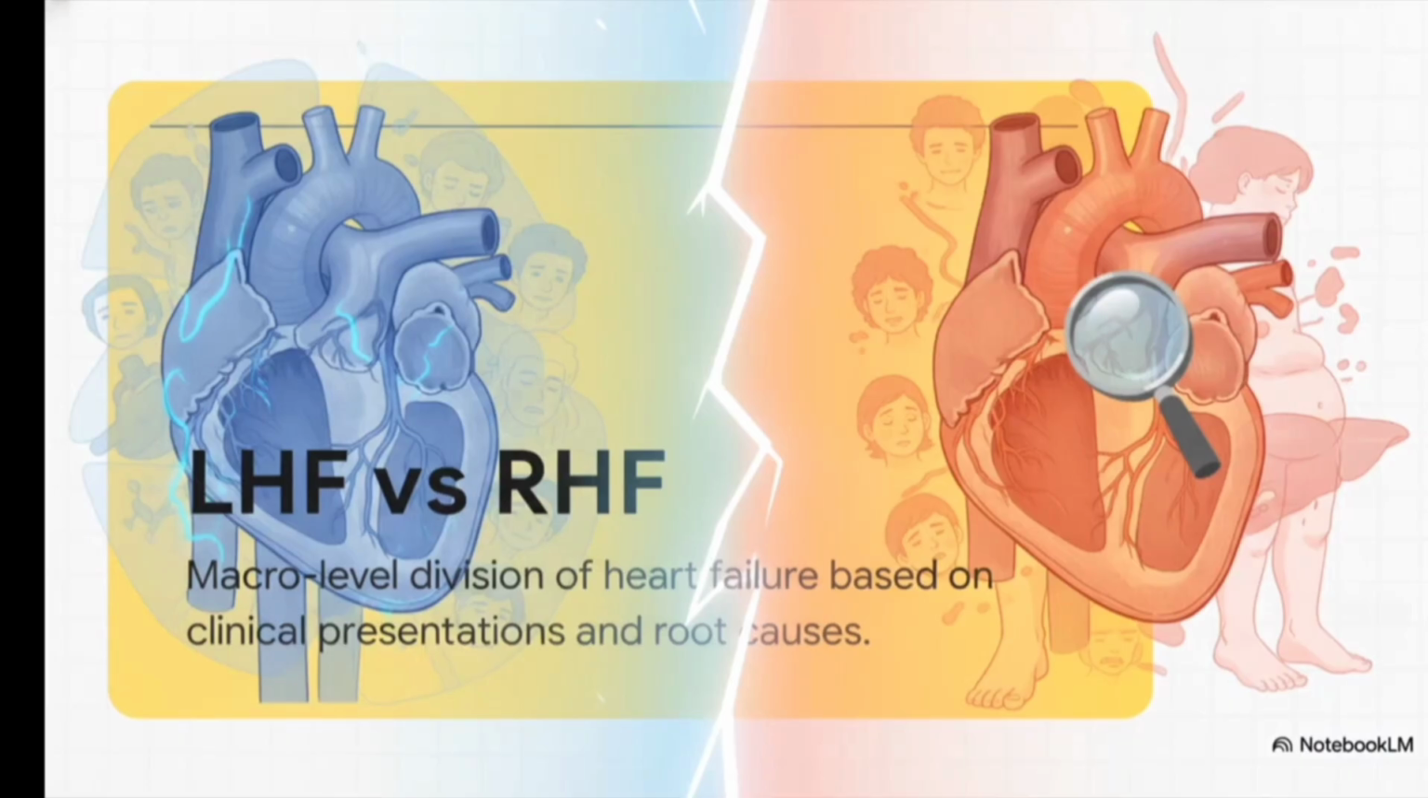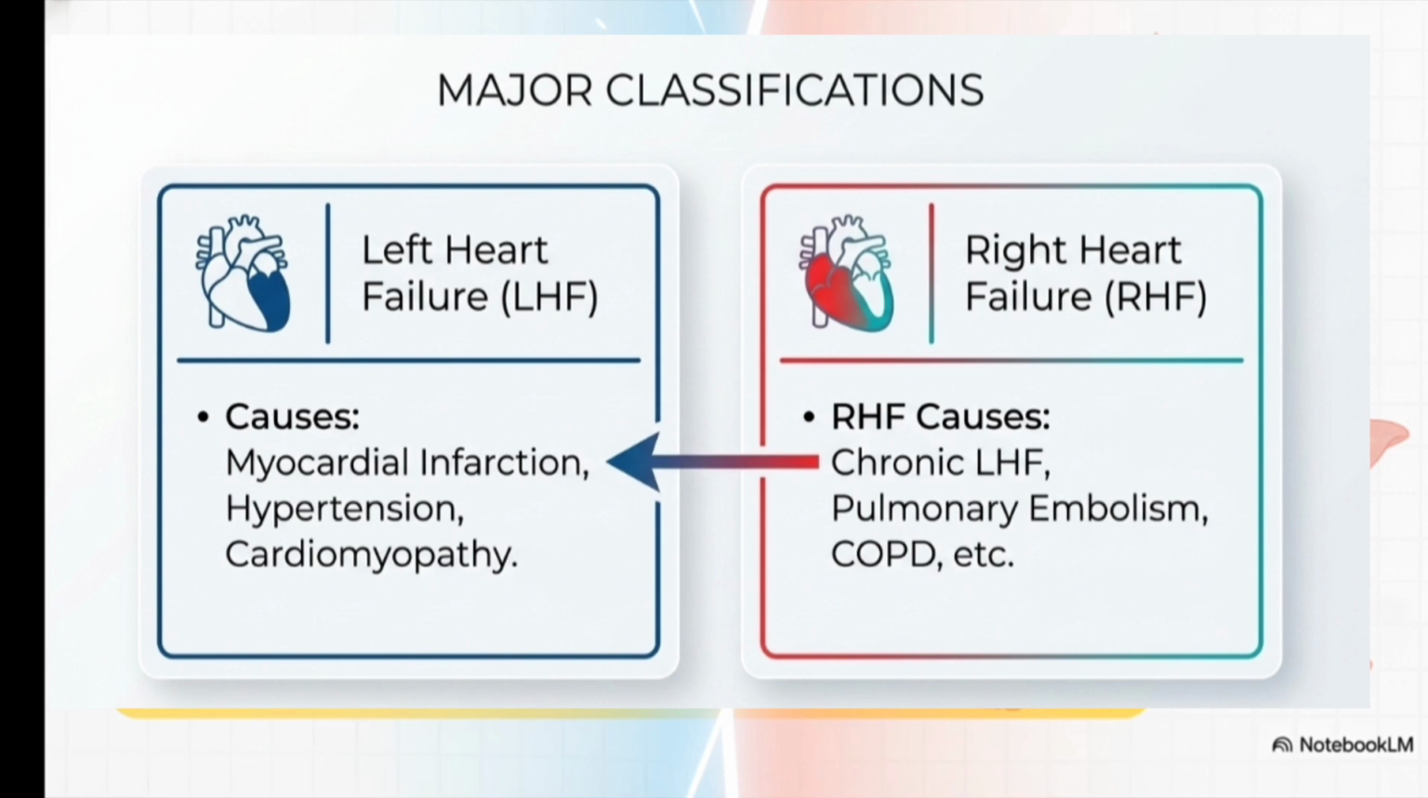We've got to think of the heart as a two-sided pump. Before we even touch those heavy acronyms, we have to understand this basic geographic split in the heart's functional failure. Left heart failure, or LHF, and right heart failure, or RHF, represent a macro-level division. They act differently, they present entirely differently in patients, and crucially, they're driven by very distinct root causes. Separating them conceptually right out of the gate prevents cognitive overload and really gives us the perfect starting blocks.